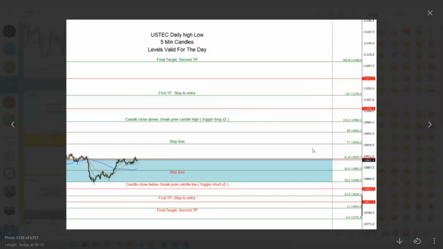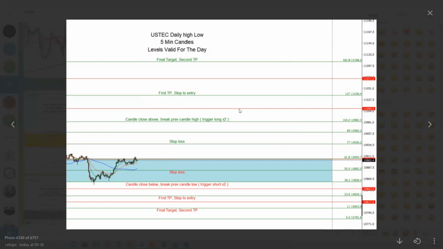On the USDAQ daily high-low, currently between the levels of 50 and 61.8. Look at moving averages, 8 is above 21, above 50. That's indicating trend is up. For me, I'll rather wait for a candle close above the 100 level there. Break previous candle high to aim for the 127 first TP, 161.8 second TP, stop loss being at the 77.